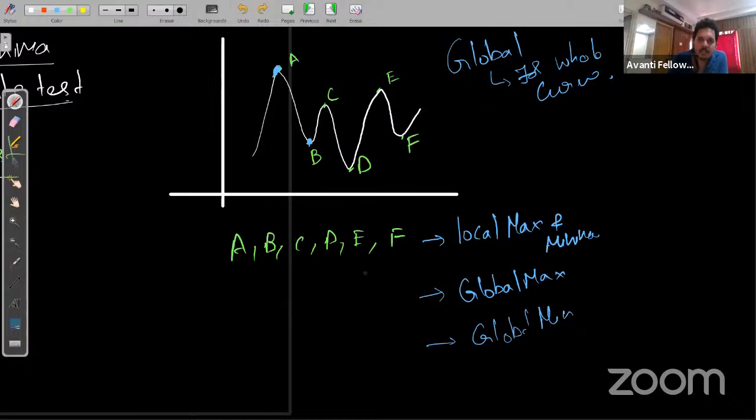So global maxima is nothing but point A, right? Very good, guys. Soman has given the answer. So it is point A. And what is global minima? Guys, what is global minima?